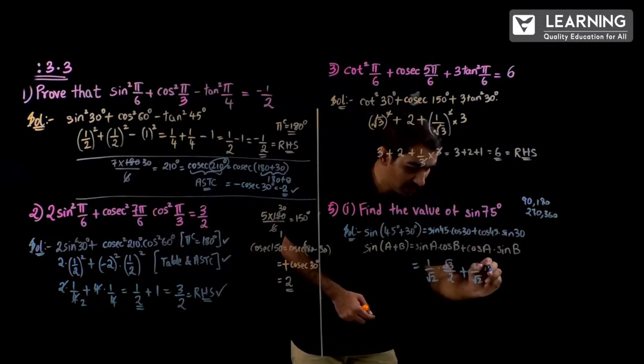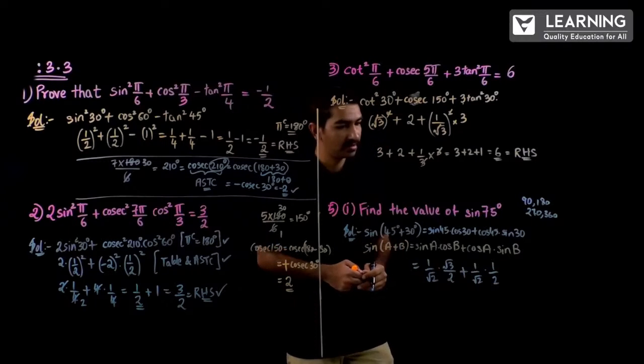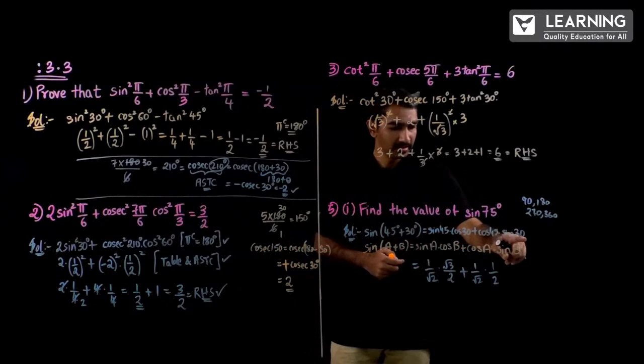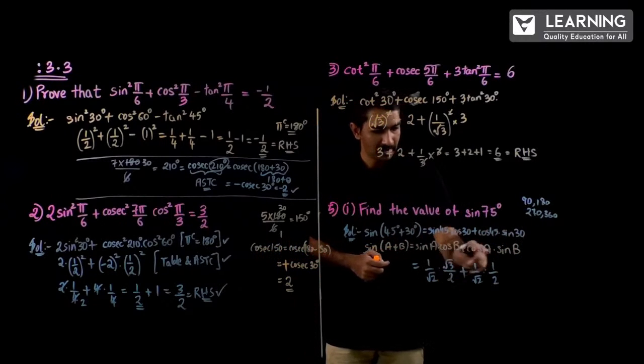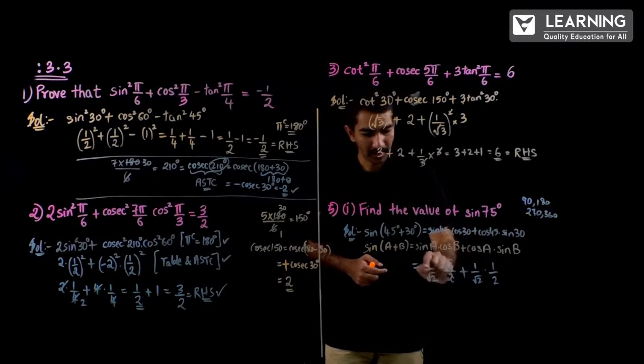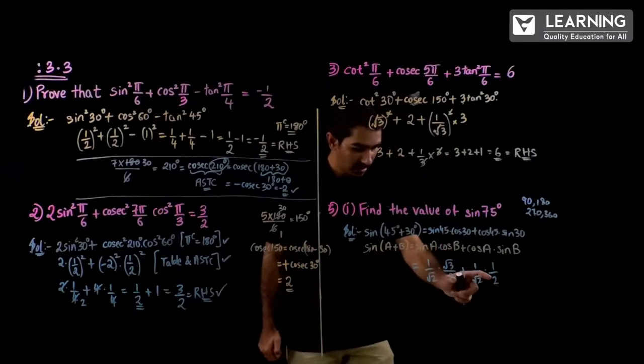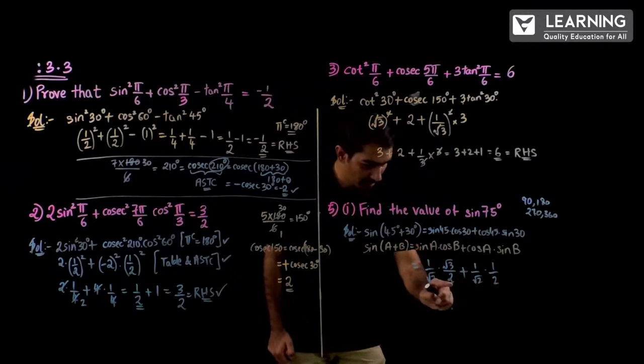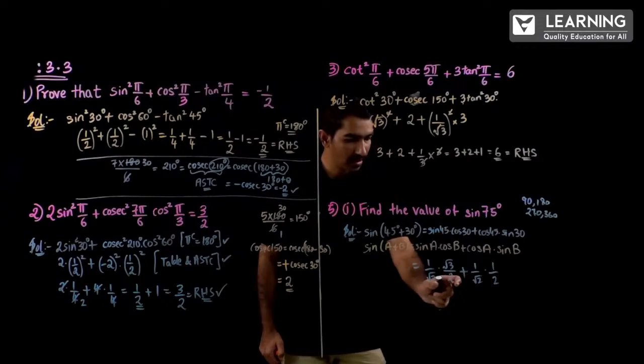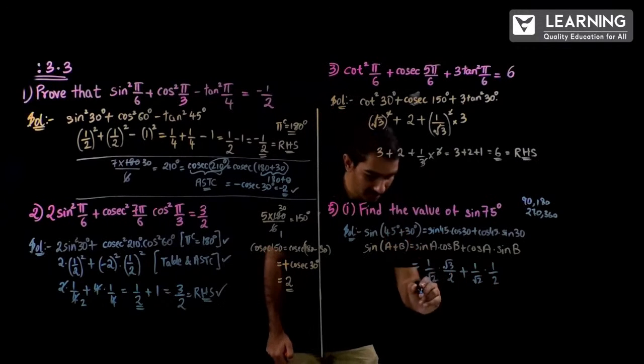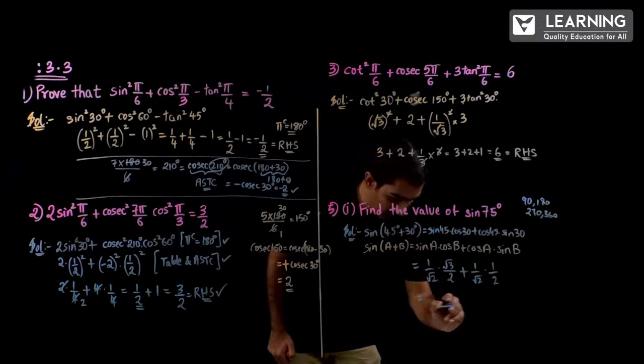And sin 30 is 1 by 2. Is this correct? Sin 30 is 1 by 2, cos 45 is 1 by root 2, cos 30 is root 3 by 2, sin 45 is 1 by root 2. Now see the denominator, students, 2 root 2, and the denominator here is 2 root 2 as well. So the denominators are the same. Whenever the denominators are the same, we can add up the numerators. Denominator 2 root 2, add up the numerators now, root 3 plus 1.